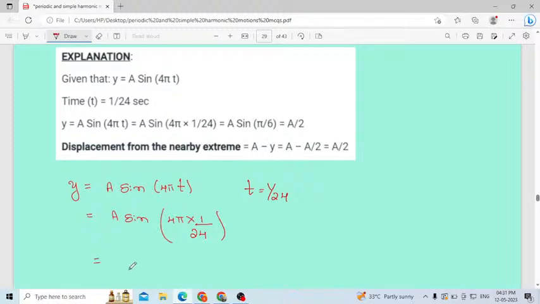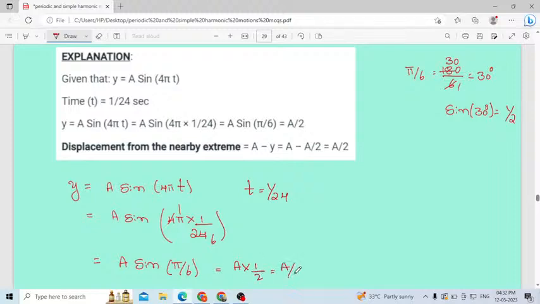Then a sine, cancel here, 4 ones are 4, 6 fours are 24, so this will be equal to pi by 6. Then a sine pi by 6. Substitute the pi value: pi by 6 is nothing but 180 divided by 6, which is 30 degrees. Then sine 30 degree will be 1 by 2. Here a into 1 by 2 is nothing but a divided by 2.